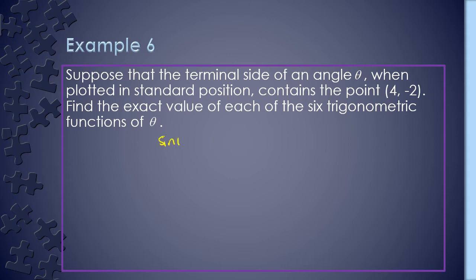Sine of theta was defined as y over r. And although I know my y value is -2, I don't know the r value. So off to the side, I'm going to go ahead and do that computation first. Let me just break this off. So what I know is that x squared plus y squared is r squared.